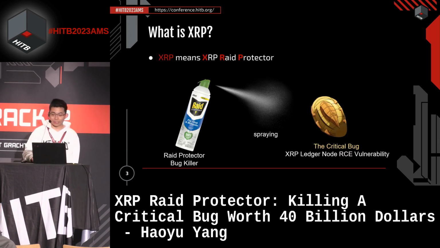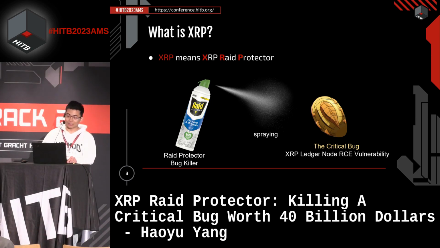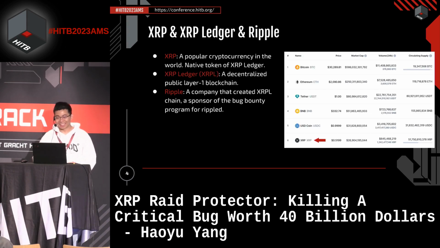Okay, so the first thing is, what is XRP? XRP means XRP Rate Protector. It's a bug killer that has killed an 8-year-old bug, which could lead to a full takeover of the entire ledger. And if you don't know what XRP is, please allow me to do it one more time. XRP is a token. XRP is a popular crypto in the world.